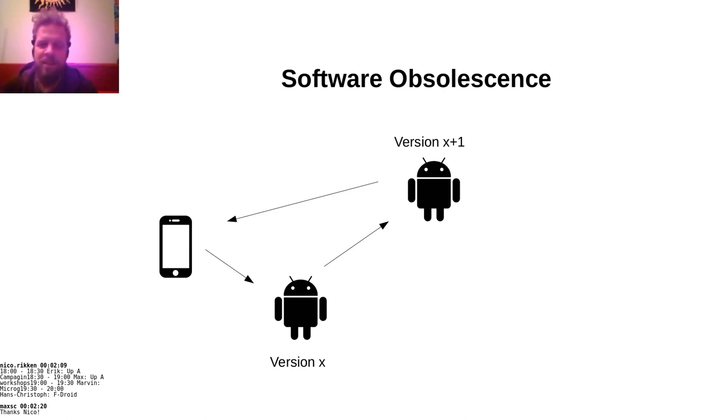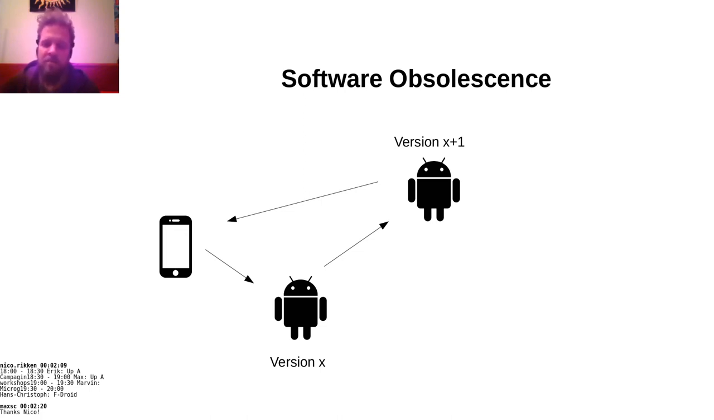There's a thing we call software obsolescence. This picture shows you how in an ideal world it should work. You buy a device today with a software version X, and then the next version comes out, you install it, and you go on and on.